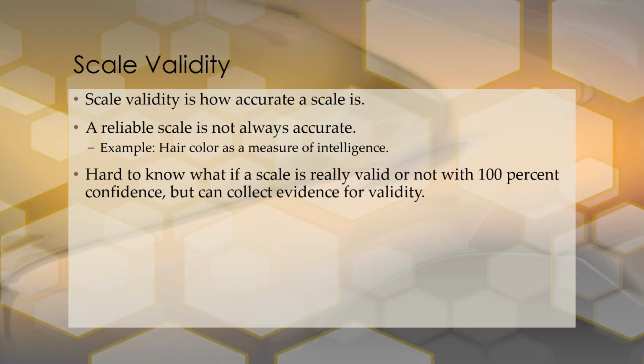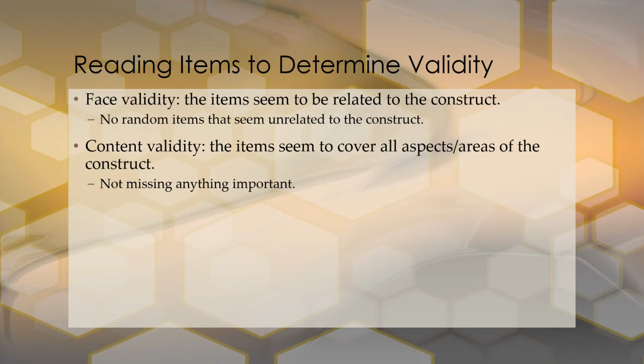And to determine scale validity, it's really hard to know if your scale is really valid or not with 100% confidence. But we can collect evidence for validity. So we'll never really know if the scale is valid, but we can collect evidence to assert that it is valid or not. So one way is to just read the items to determine the validity. And when you're reading items, you can consider two types of validity.